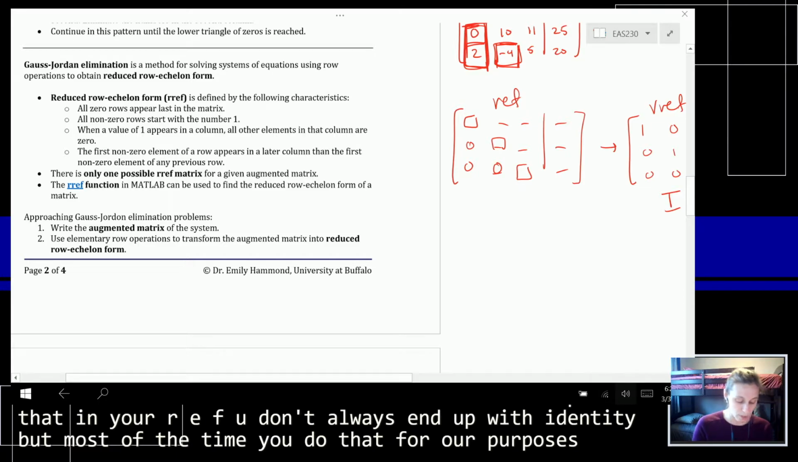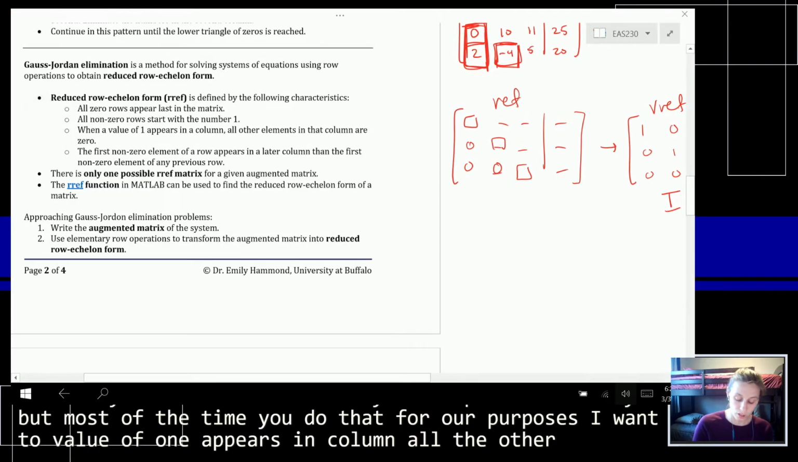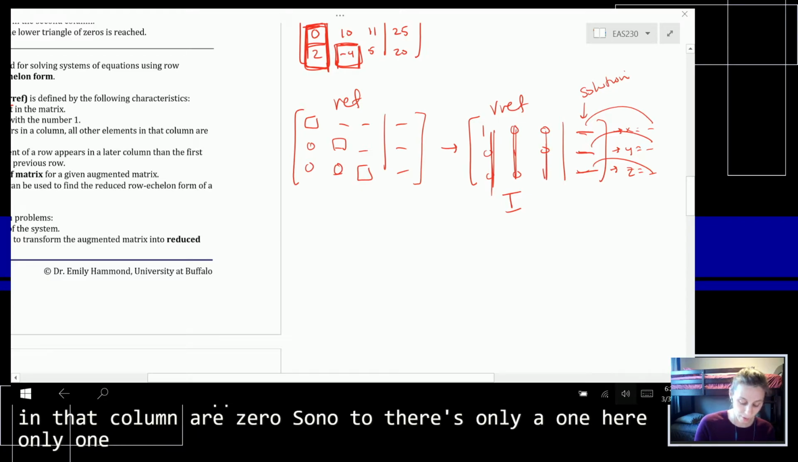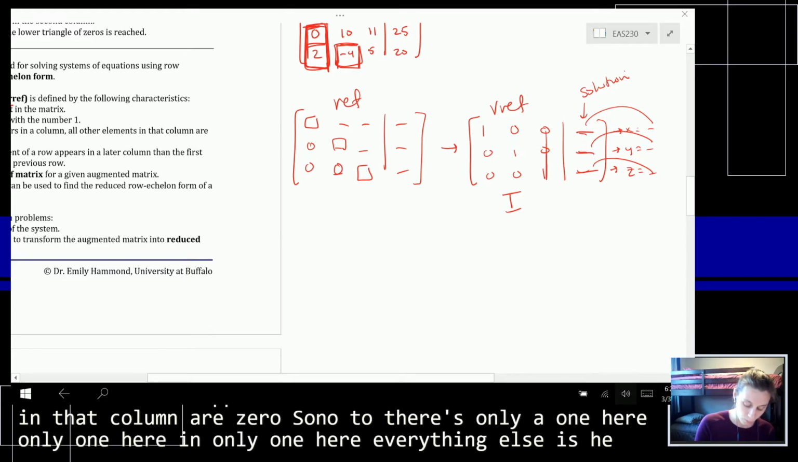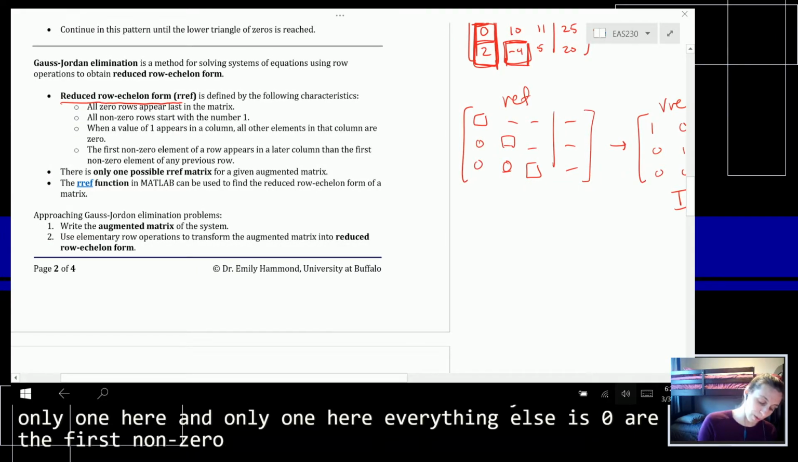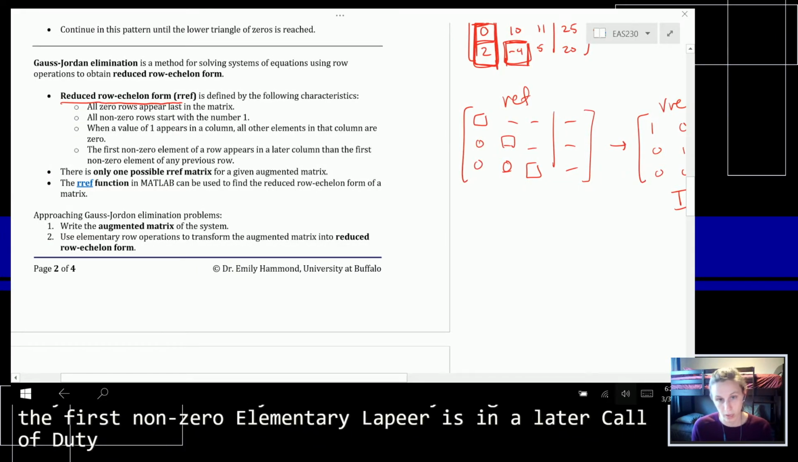When a value of 1 appears in a column, all the other elements in that column are 0. So note there's only a 1 here, only a 1 here, and only a 1 here. Everything else is 0. The first non-zero element of a row appears in a later column, so you get that staircase pattern again.